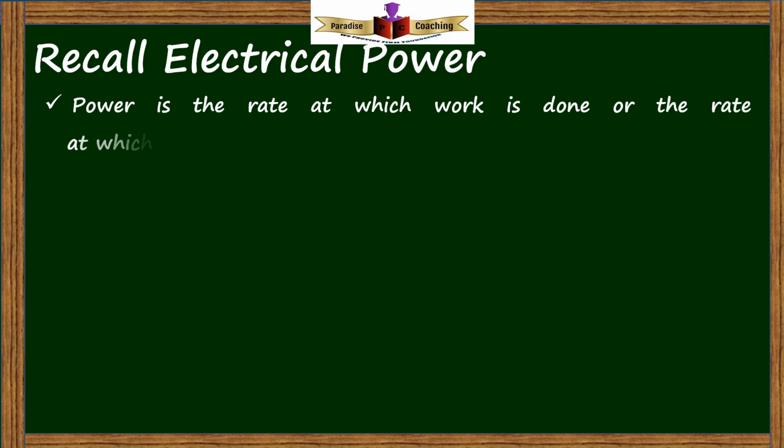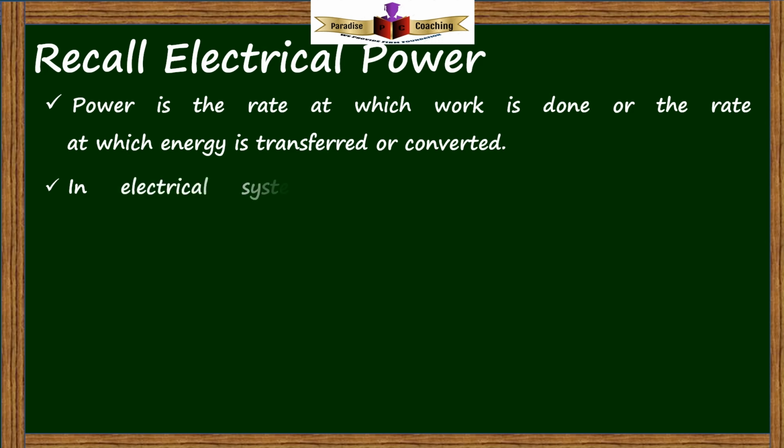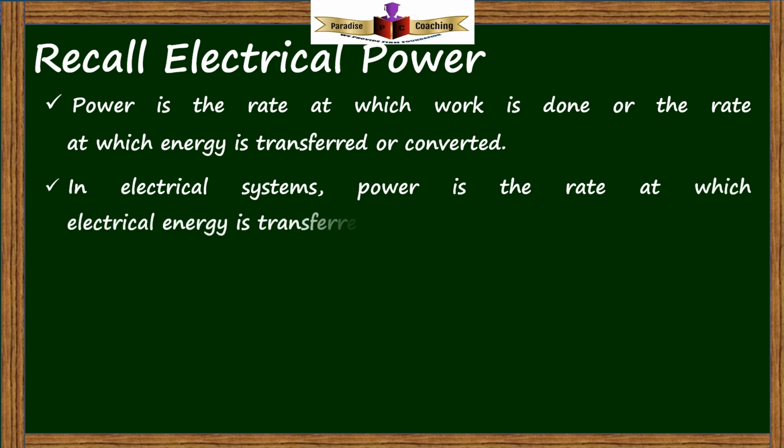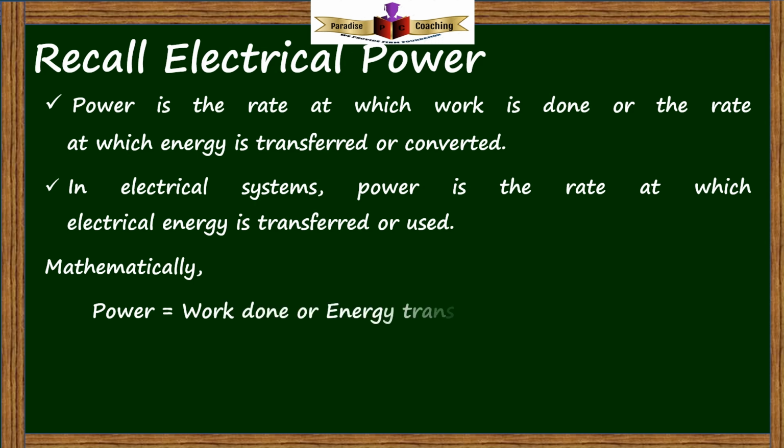Recall, power is the rate at which work is done or the rate at which energy is transferred or converted. In electrical systems, power is the rate at which electrical energy is transferred or used. Mathematically, power is the ratio of electrical energy consumed divided by time taken to consume. Its unit is watt. The commercial unit is kilowatt hour.